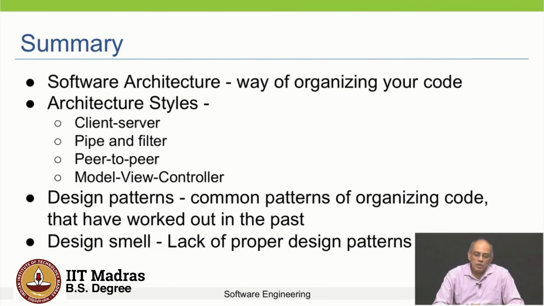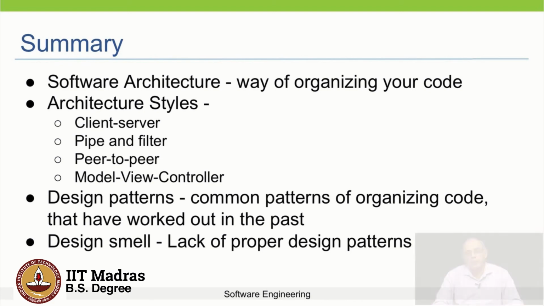So, to summarize, software architecture is a way of organizing your code. How should the different classes and modules be organized? There are several architecture styles: client server, pipe and filter, peer to peer, model view controller and so on. Briefly, we looked at some design patterns, which are the common patterns of organizing code that have worked out in the past. We also had a quick look at design smells, which is what happens when there is a lack of proper design patterns. In the next videos, we will look at guidelines for creating effective software architecture using the SOLID guidelines.